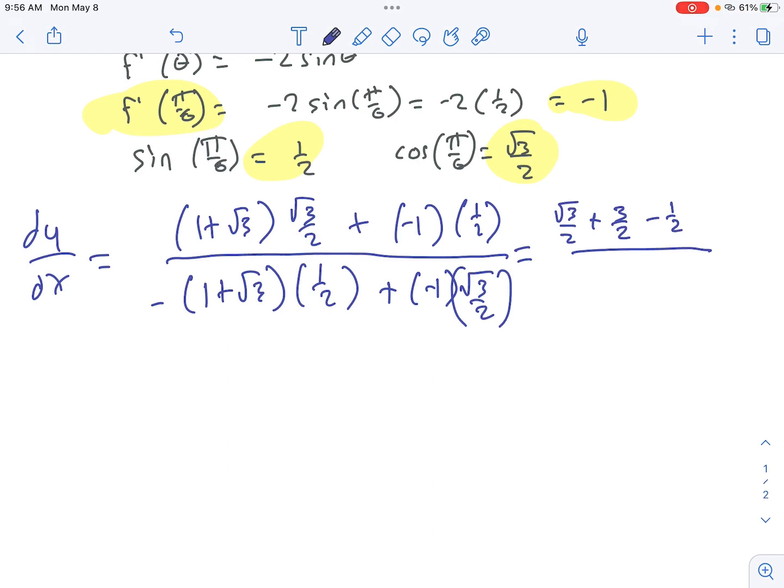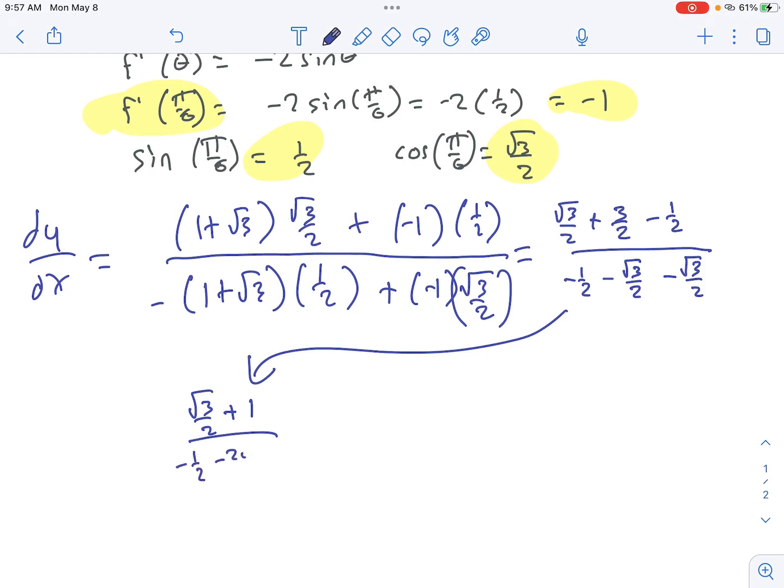On the bottom, we'll distribute the half and the negative. So -1/2 times 1, and negative square root of 3 over 2. And then we have a negative square root of 3 over 2 at the end there as well. All right, so let's see what we have. We have square root of 3 over 2 plus 1, and down here we have -1/2. We have 2 square roots of 3 over 2, so those 2's cancel out. Let's keep going. We could get a common denominator on top, and a common denominator on the bottom.